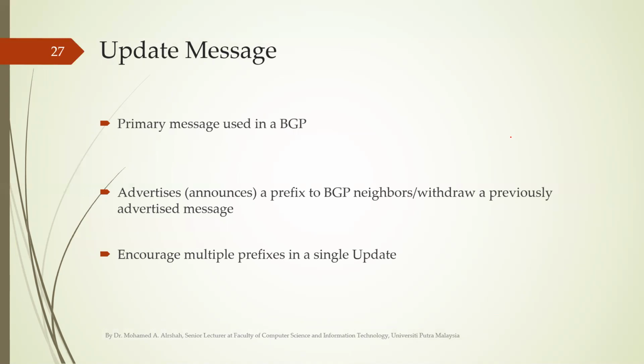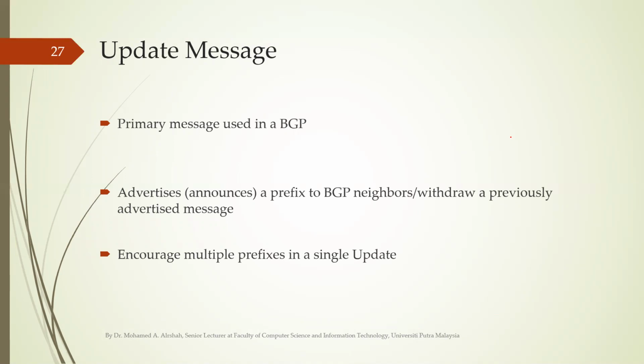Okay, the second type is the update message. It's a primary message used in eBGP. So it's used to advertise or to announce prefixes to BGP neighbors. Also, it's used to withdraw a previously advertised message.